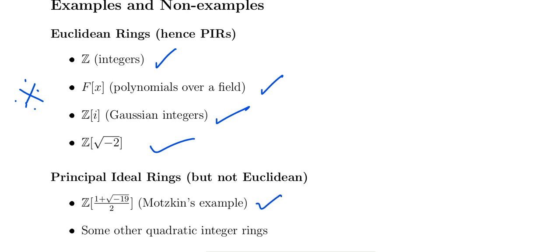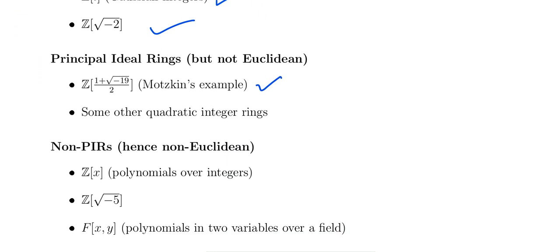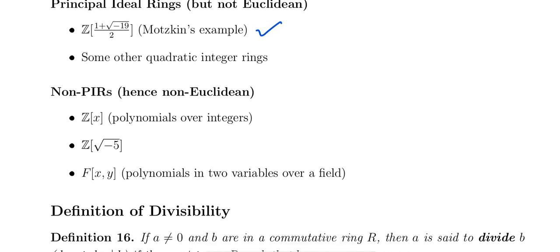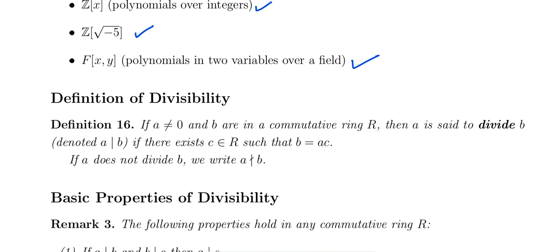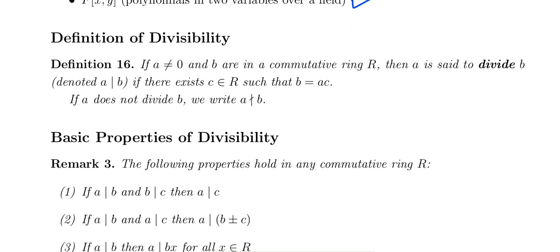We already saw Z of root of -5. This is the example, called Motzkin's example. Some other quadratic integer ring. And a non-principal ideal ring, Z of x, and Z of x are both non-Euclidean, non-principal ideal rings, that is Z of x polynomials over the integers and F of x polynomial in two variables over the field. These are neither Euclidean nor principal ideal rings. And the definition of divisibility, we already saw yesterday, I think.